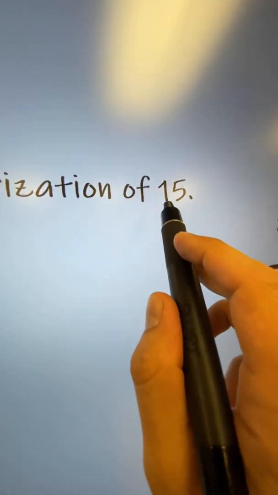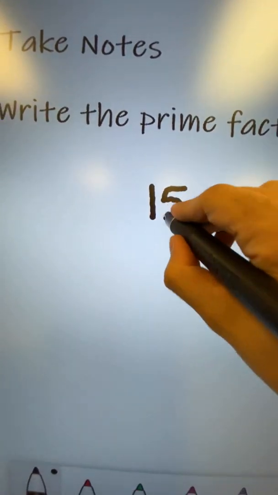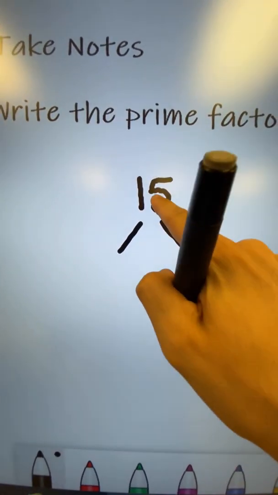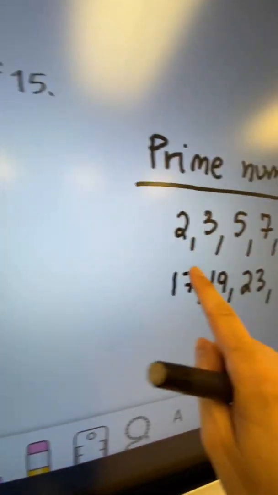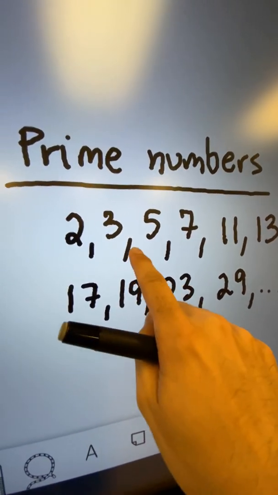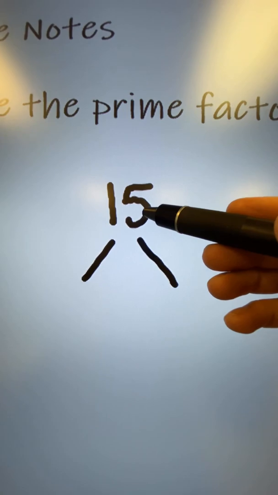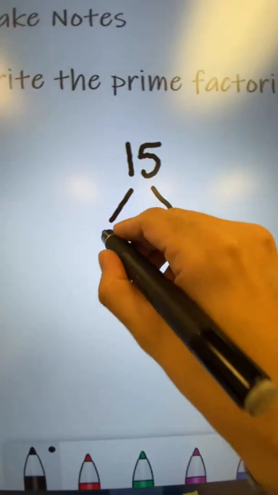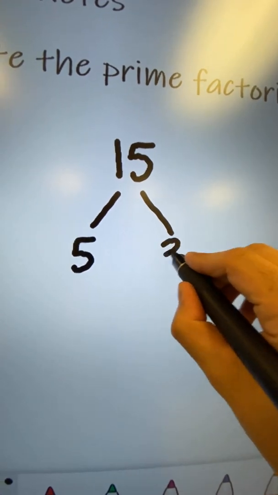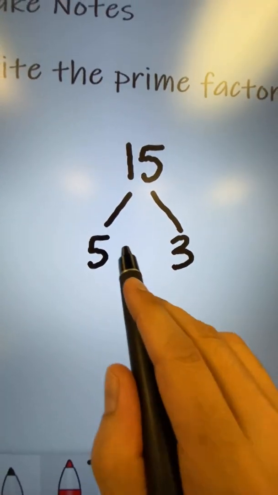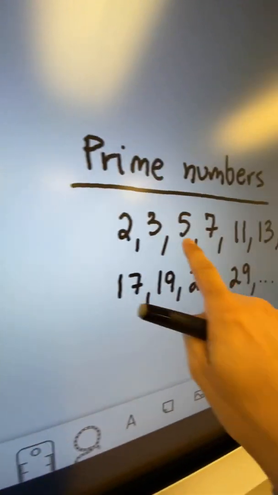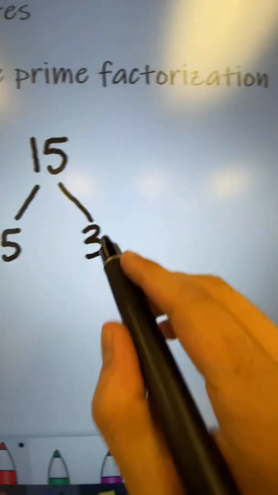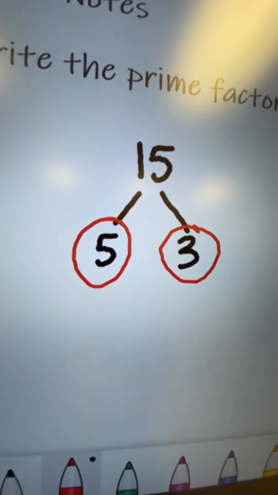So we're doing the prime factorization of 15. I'll write my 15, make my 2 branches, and I ask myself, which prime numbers multiply to give me 15? I know that if the number ends in a 5, like this one here, it's divisible by the number 5. So 15 is the same thing as 5 times 3. Now I circle the prime numbers, and in this case, 3 and 5 are both prime numbers, so I'm going to circle both of these here.